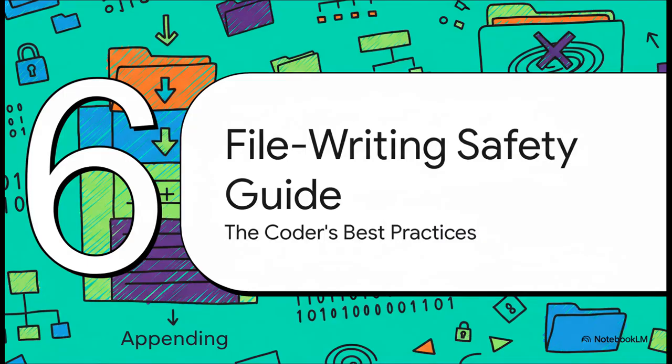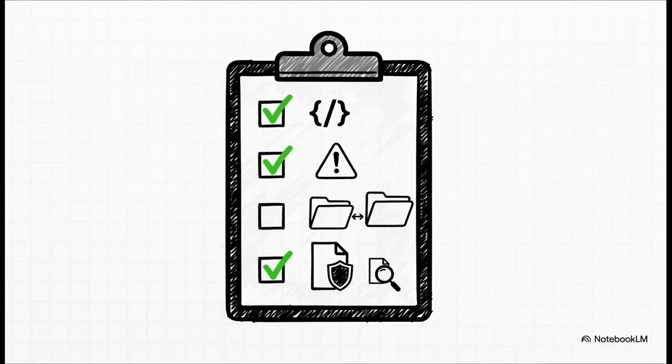All right, let's wrap this all up and bring it together into a final safety guide. Think of these as the coder's best practices, the rules that'll keep your data safe and your code rock solid. Okay, here it is, your safety first checklist. First, and this is a big one, always use what's called a with statement. It automatically and properly closes your files for you. So important. Second, always be ready for things to go wrong. Like, what happens if the file isn't there? You need to handle that.